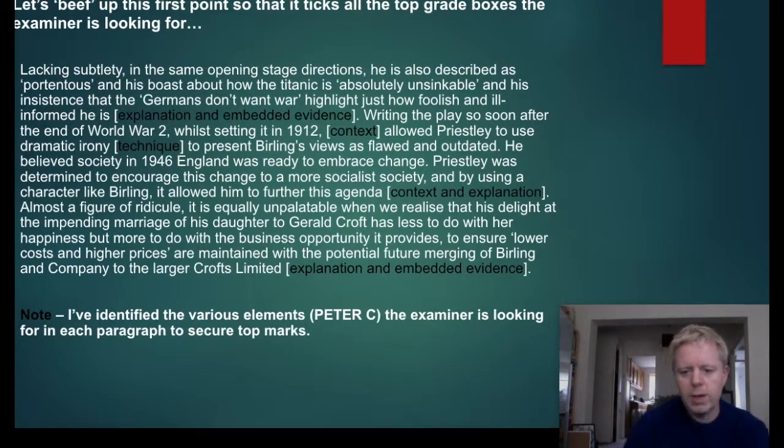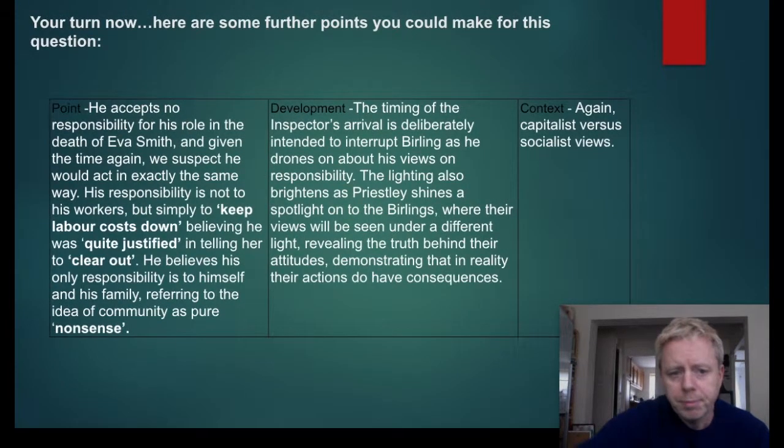Okay, so if you've got access to the PDF here, you can print it out and you can make notes. So what other points could you make? Well, point: he accepts no responsibility for his role in the death of Eva Smith, and given the time again, we suspect he would act in exactly the same way. His responsibility is not to his workers, but simply to keep labour costs down, believing he was quite justified in telling her to clear out. He believes his only responsibility is to himself and his family, referring to the idea of community as pure nonsense.